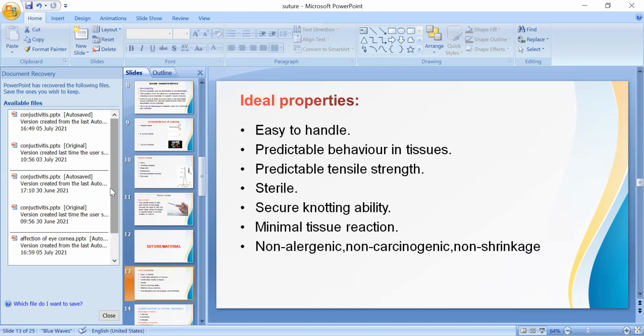If the tensile strength is weak, then wound healing is very complicated. If there is not a proper, secure knot, then all the sutures will come free. So there is also a complication in wound healing.